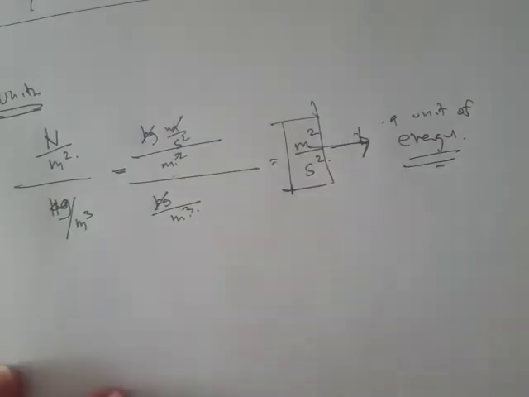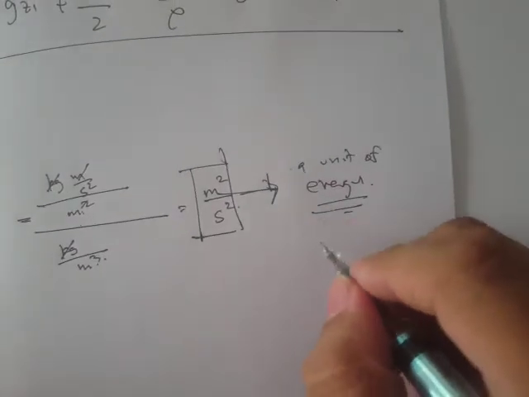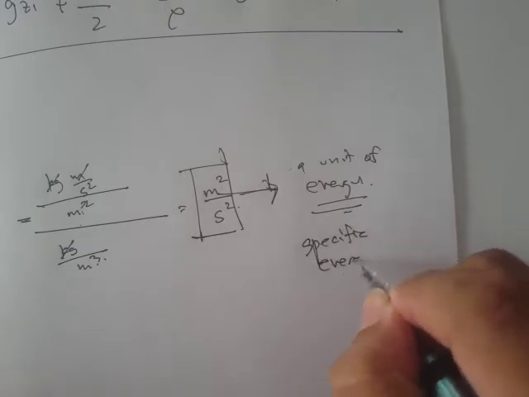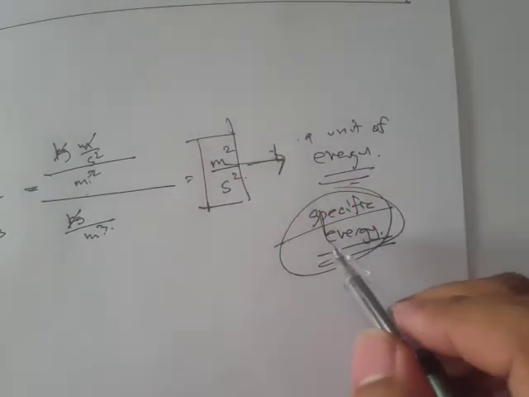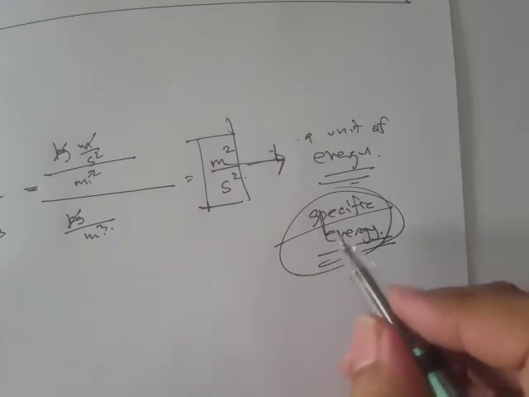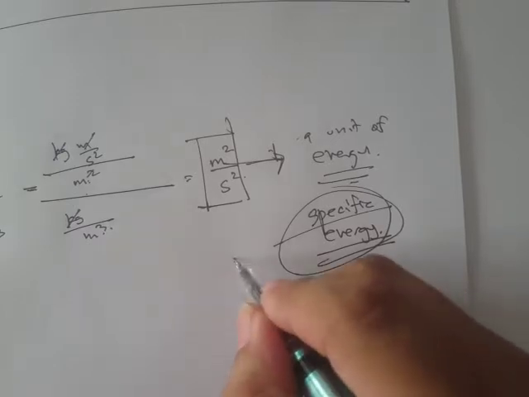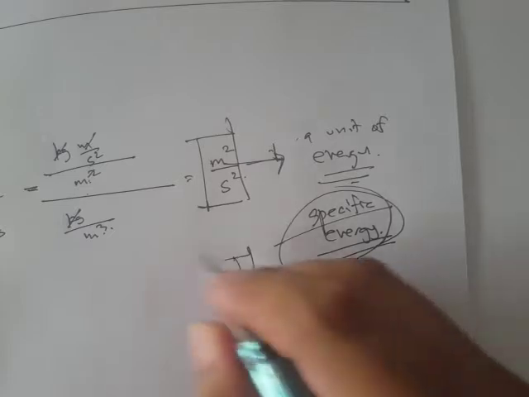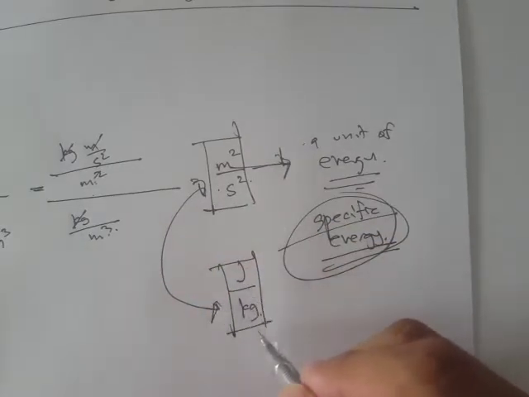Okay, so how is that possible? Technically, this is a unit of specific energy. Specific energy. Okay, so it has to be emphasized that it's a specific energy simply because the unit is joules per kg. Okay, so this m squared per s squared is just the same as joules per kg.